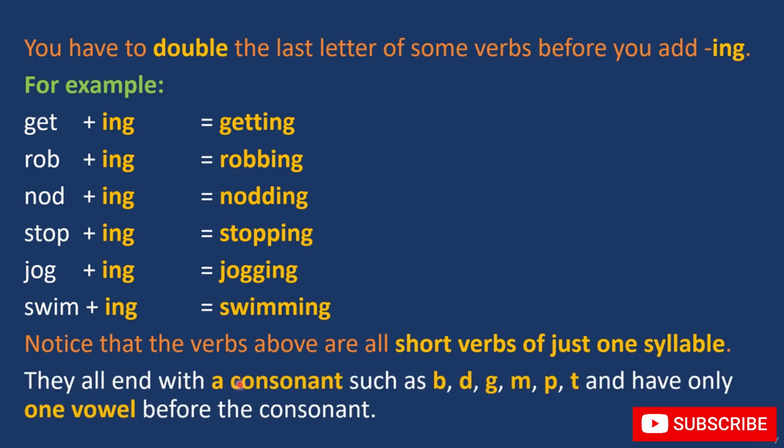They all end with a consonant. This is what we said before. These verbs end with a consonant, such as B, D, G, M, P, T, and have only one vowel before the consonant. So again, if the verb ends with a consonant and before the consonant I have just one vowel, I double the consonant before I add ing. Like here we have TT, BB, DD, PP, GG, MM.